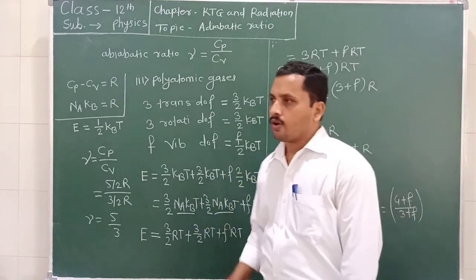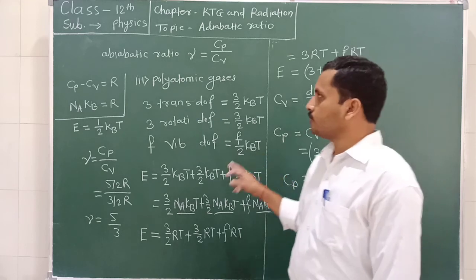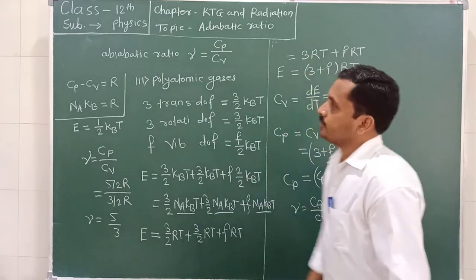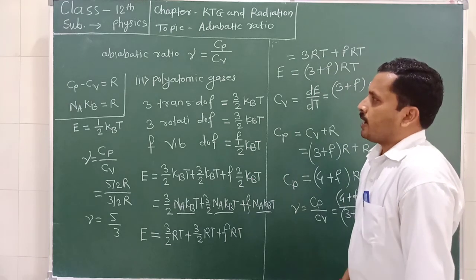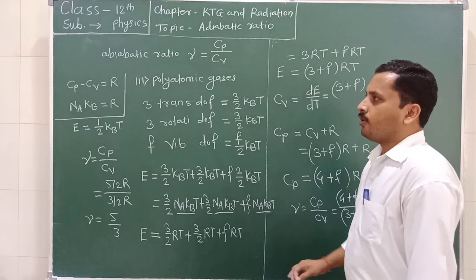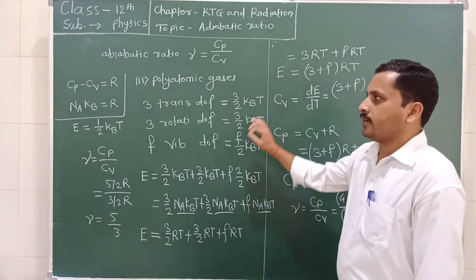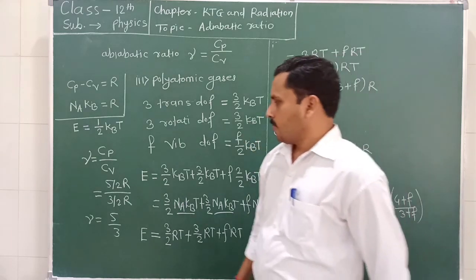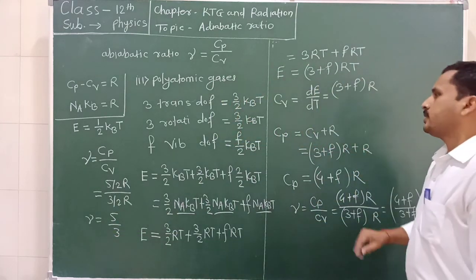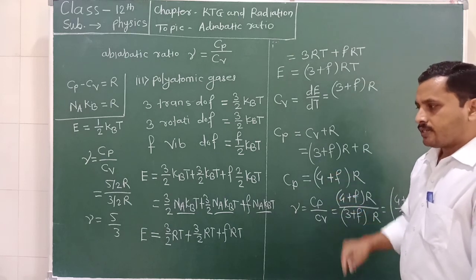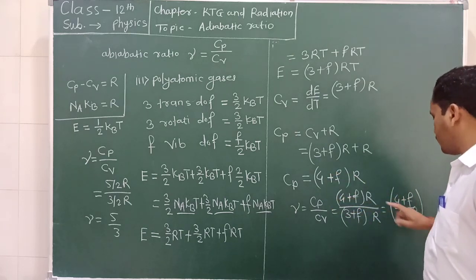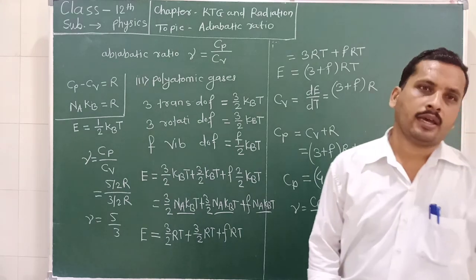So in this way, in this lecture, we discussed the adiabatic ratio and found it for the monoatomic gas, diatomic gas as well as the polyatomic gases. For monoatomic gas it is equal to 5 by 3, for diatomic gas it is equal to 9 by 7, and in the case of polyatomic gas it is equal to 4 plus F divided by 3 plus F.